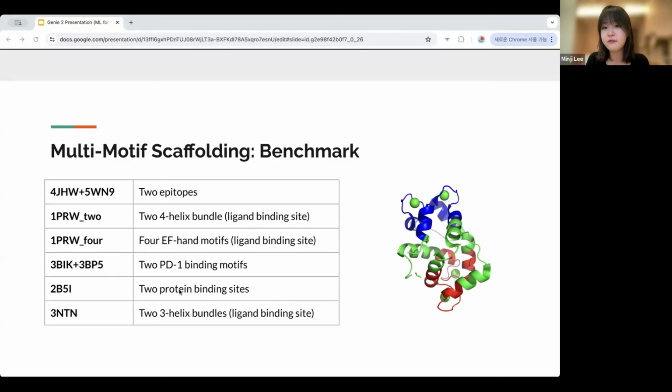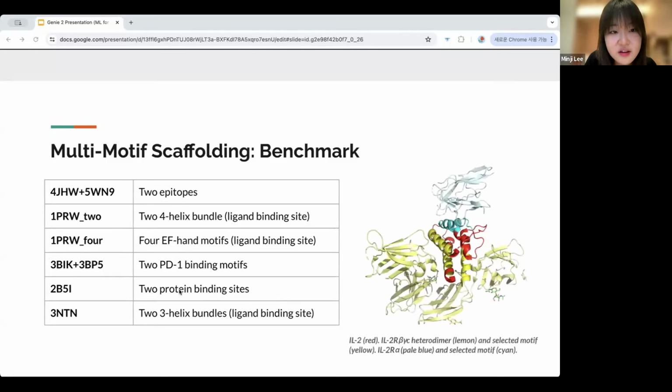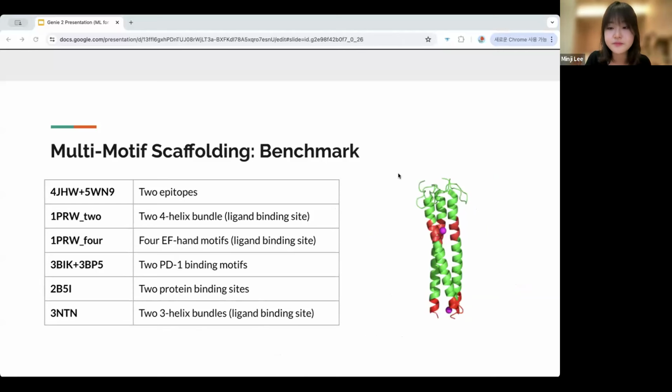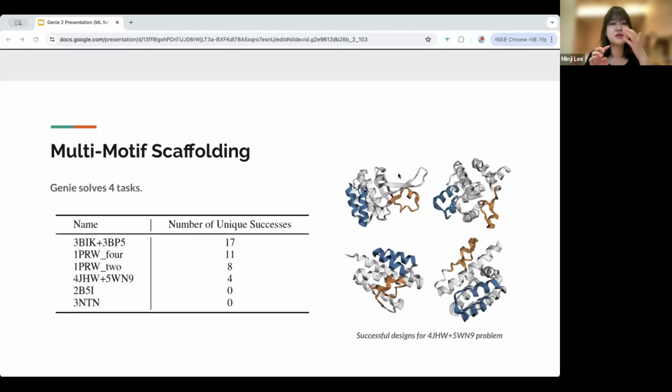And the fourth is scaffolding a PD-1 binding motif, and the fifth is scaffolding protein binding sites of the IL-2 protein, as shown in the figure on the right. The red structure is the IL-2 protein, and the motif residues are indicated in different colors. And the last is scaffolding two 3-helix bundles acting as ligand binding sites.